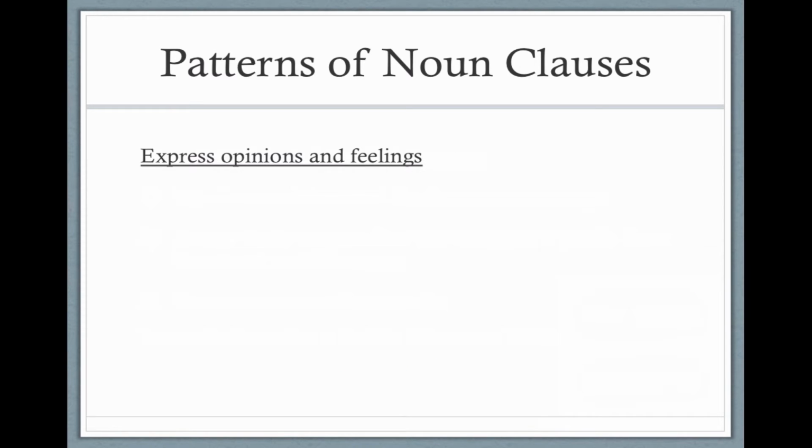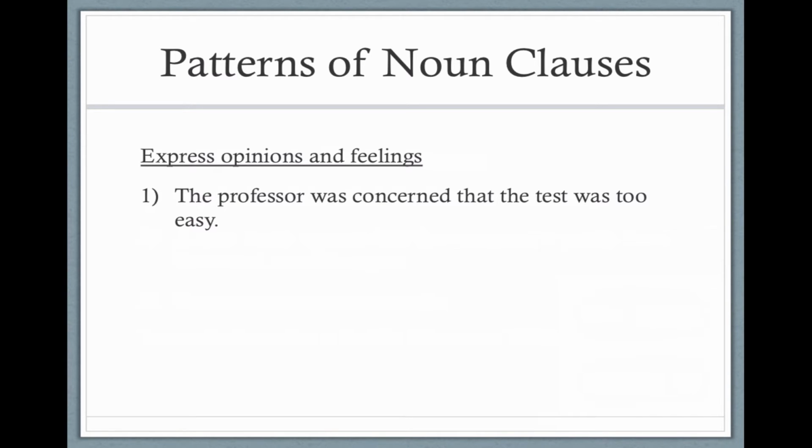Okay, another pattern that we have is when we want to express opinions and feelings, we use noun clauses. For example, the professor was concerned. What was he concerned? That the test was too easy. So here's my subject and my verb in my independent clause, and here's my noun clause.